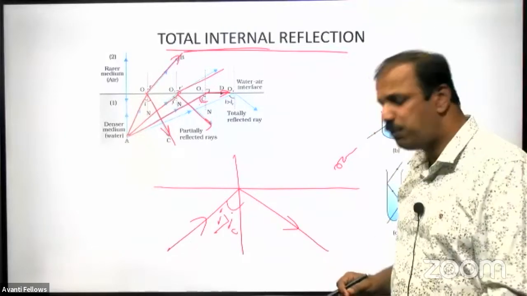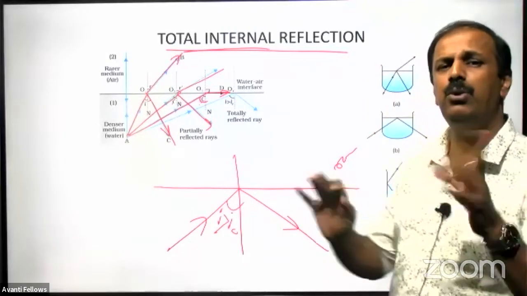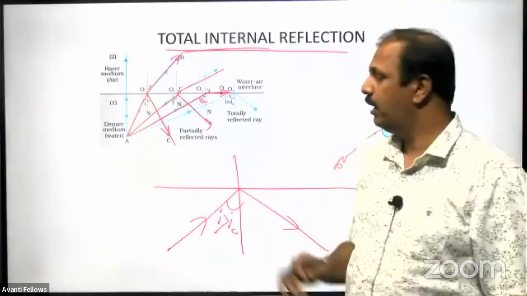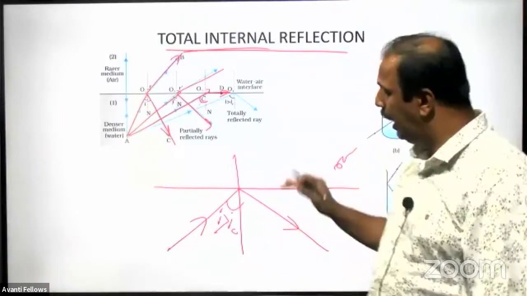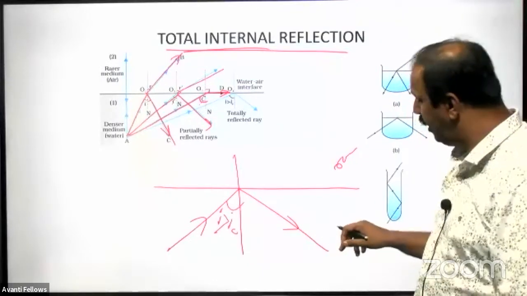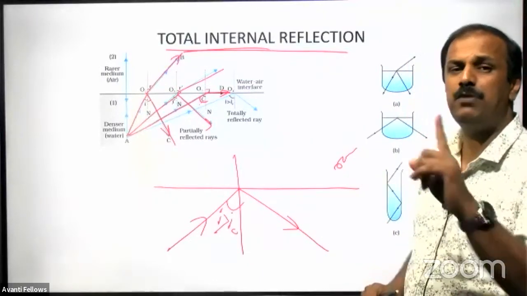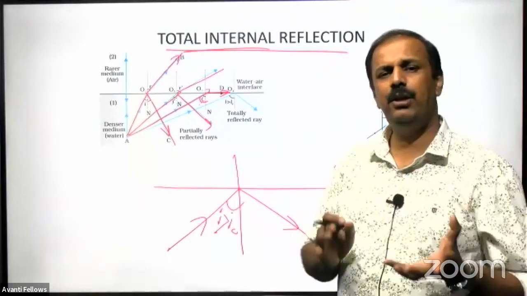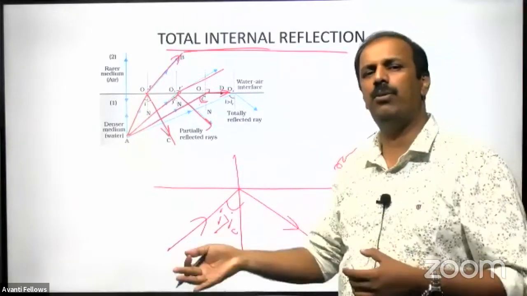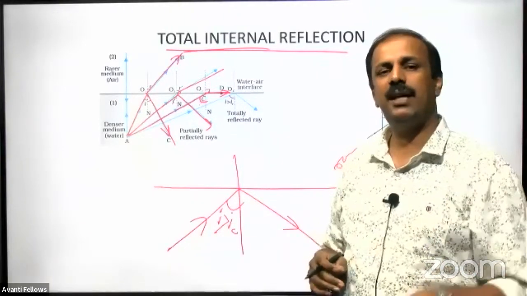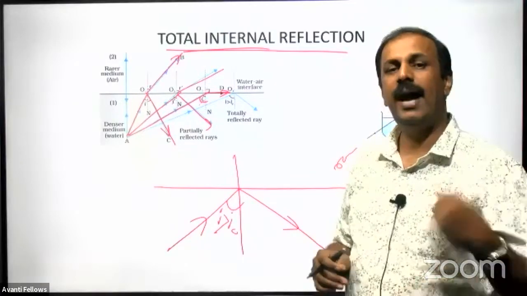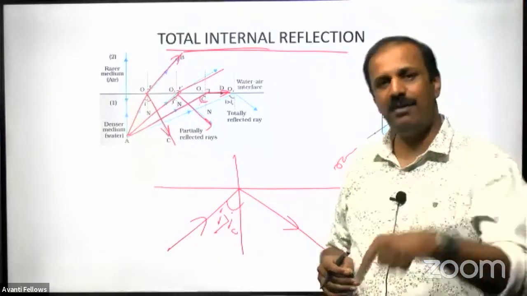What are the conditions for total internal reflection? So we have two conditions for total internal reflection. The first condition is the light should try to pass from denser medium to rarer medium. And what is the second condition? The angle of incidence should be greater than critical angle.